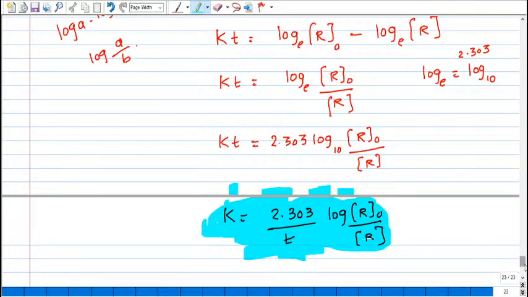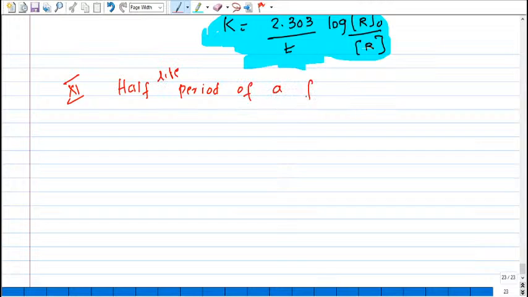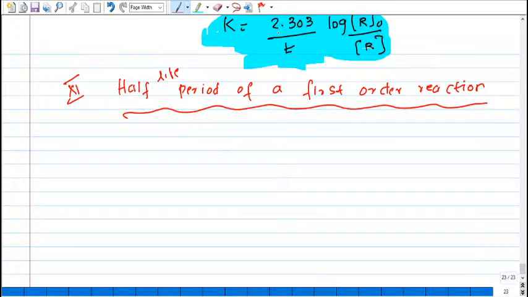So we have ended with Roman letter number 10, and we are finally going with Roman letter number 11. What is that? Half-life period of a first order reaction. You know the definition for half-life period. It is defined as the time taken for 50% completion of the reaction. So what is the formula we have written in blue color? See here. Now what is the condition for half-life period? So we have to substitute t as t half and R as R naught by 2.